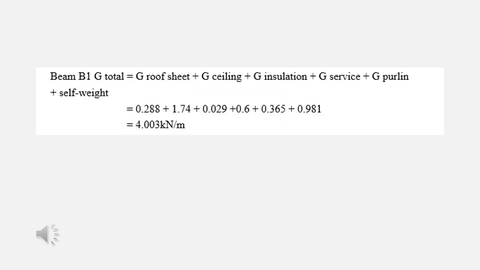The first step to designing a steel shed is to calculate the dead load G, live load Q, and wind load. So what I have here now is the formula for the dead load G. For beams, we need to add together all the elements of permanent dead loads, which include load of roof sheathing, ceiling, insulation, services, purlins, and the self-weight of the beam.